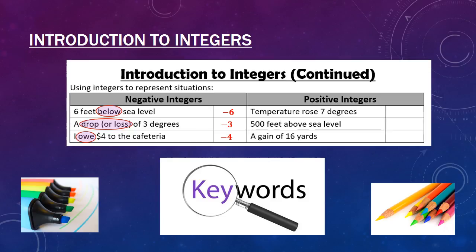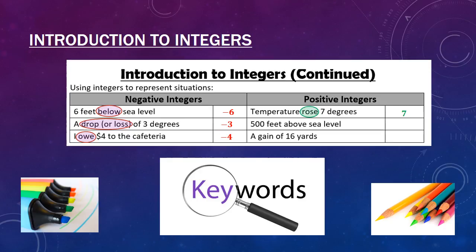On the positive side, let's look for words that would mean that it's going up or it's a good thing. The temperature rose 7 degrees. Our key word there is rose, and I've highlighted that in green to show it's a positive thing. And so my number would be positive 7. Notice there I did not put the plus sign, because when we write our whole numbers that are positive, we don't have to have that plus sign.